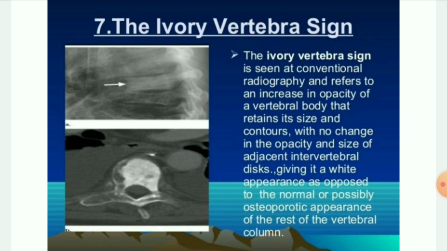Paget disease can give the appearance of an Ivory vertebral body, but more often the disease is characterized by the picture frame vertebral body. Lymphoma is particularly characteristic where there is an accompanying paraspinal soft tissue mass.